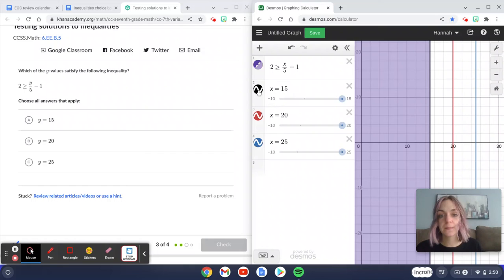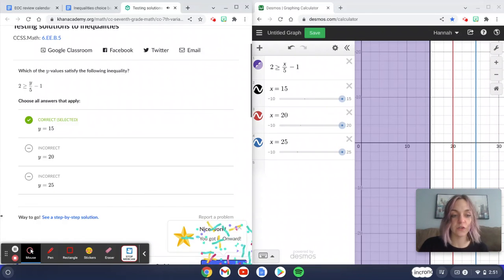shaded region. If I clear away my black line, I see I have a solid purple line. And then that black line goes right on top of that. So this does work out since my line is solid, not dashed or dotted. It's solid. So x equals 15 is going to be the only answer that I have.